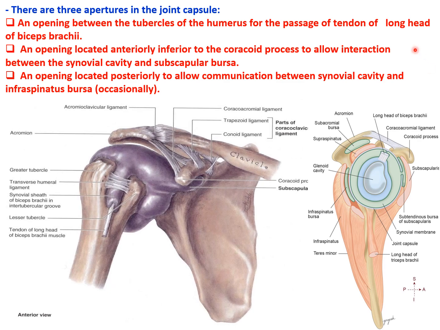So there are three apertures in the joint capsule. That is the opening between the tubercles of the humerus for the passage of the tendon of the long head of the biceps, and there's an opening that is located antero-inferiorly to the coracoid process. This is the coracoid process. Antero-inferiorly there's an opening to allow communication between the synovial cavity with the subscapularis bursa, this one.